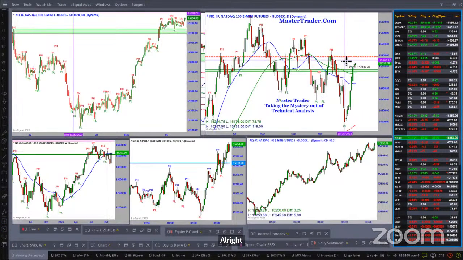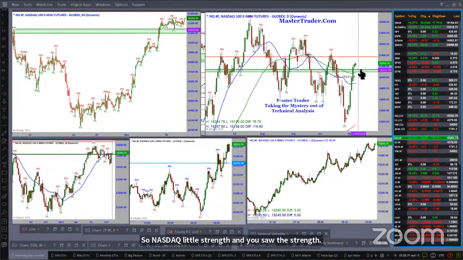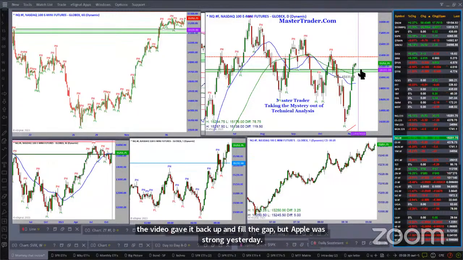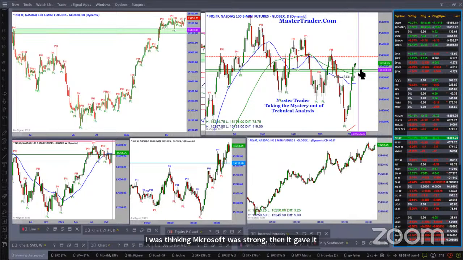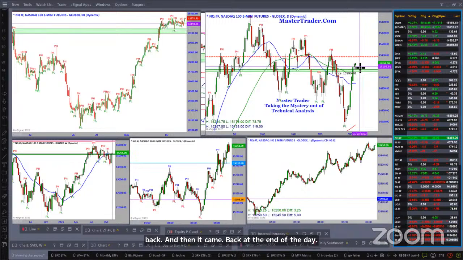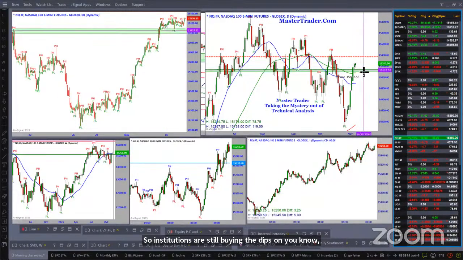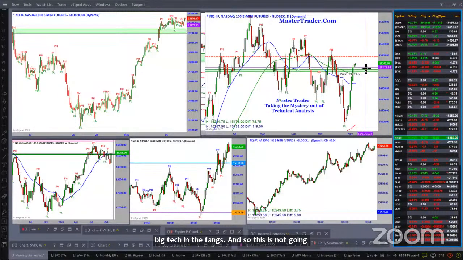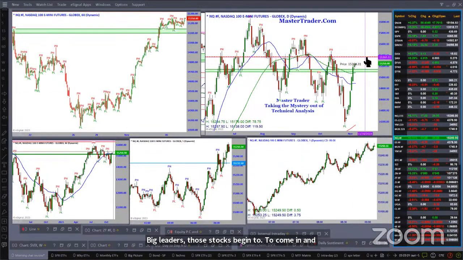So NASDAQ with a little strength, and you saw the strength. Well, NVIDIA gave it back up and filled the gap, but Apple was strong yesterday. It was interesting. Microsoft was strong, and then it gave it all back, and then it came back at the end of the day. So institutions are still buying the dips on big tech and the FANGs. And so this is not going to drop in a big way unless we see those big leaders begin to come in, and they're not yet. And so this could possibly come up into the area of this pivot high as well.